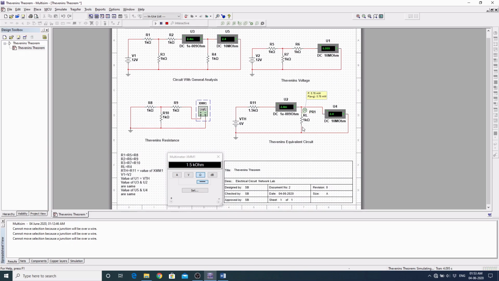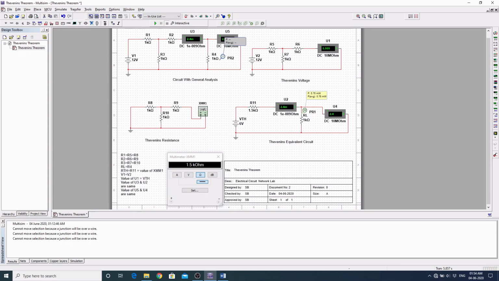So the current flowing through the load resistance is 2.4 milliampere, and the voltage drop across this RL is 2.4 volt, which is similar to the main circuit. This is the Thevenin's equivalent circuit, and the power loss is 5.76 milliwatt.